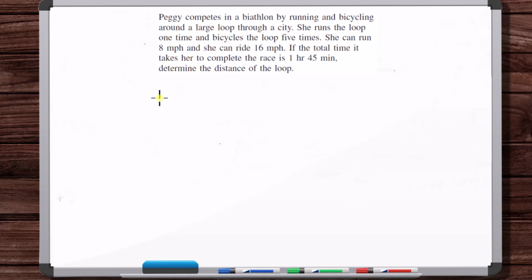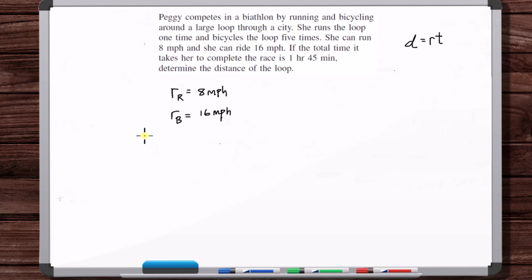What is the rate that she runs the loop? All right, the rate that she runs, not the loop, just runs, is 8 miles per hour. The rate that she bicycles is 16 miles per hour. Okay, if the total time it takes her to complete the race is 1 hour and 45 minutes, determine the distance of the loop. Okay, so we're going to be using D is equal to RT.